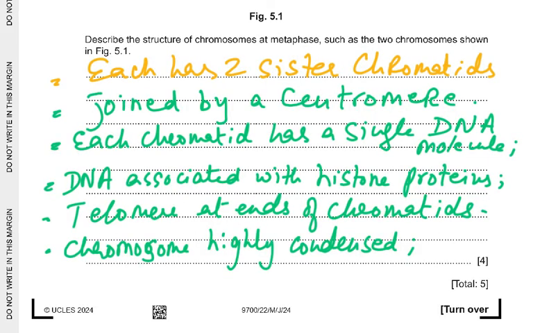Each has two sister chromatids joined by a centromere. Each chromatid has a single DNA molecule. DNA associated with histone proteins, telomeres at ends of chromatids, chromosomes highly condensed.